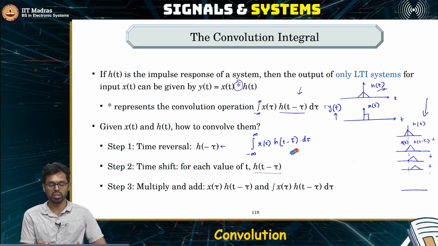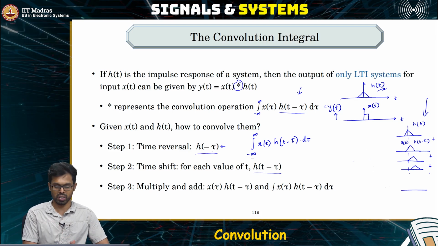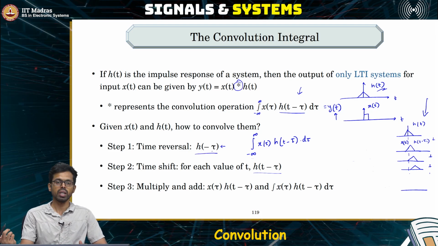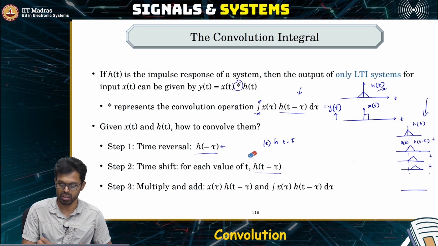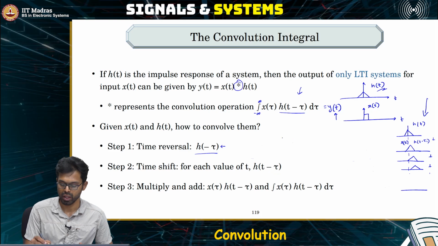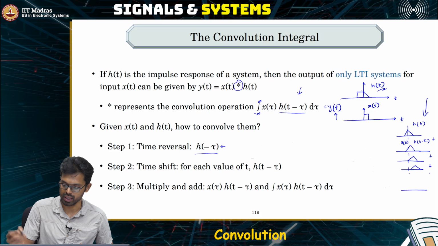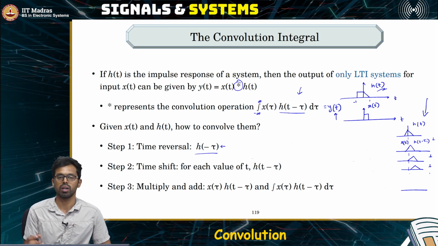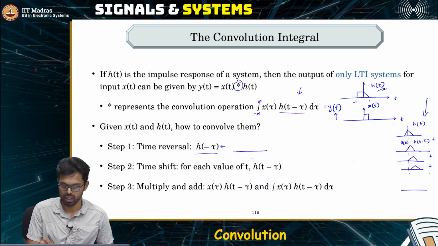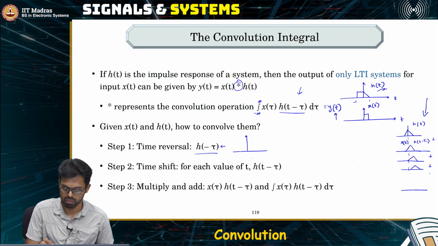And graphically, how does it get represented? It gets represented as 3 different steps. First step, take the time reversal. Okay, so let's see this with an example. Let's say your impulse response looked something like this. Okay, so this is -1, this is +1. Time reversal. First step is to reverse your signal in time.